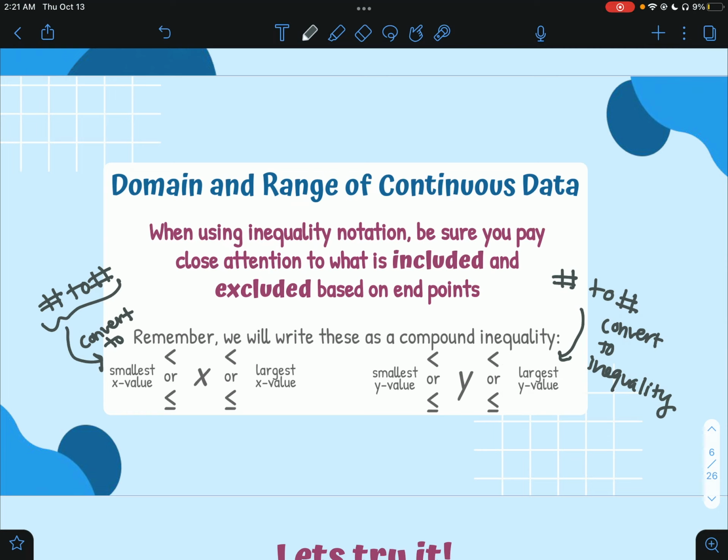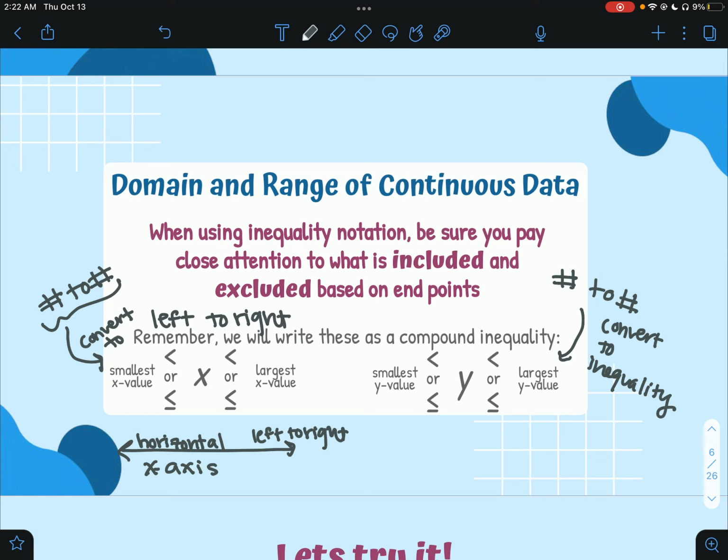Now, because domain is the x-axis, the x-axis is the horizontal, which runs from left to right. So in identifying the bounds of the domain, we're going to remember that domain is from left to right.